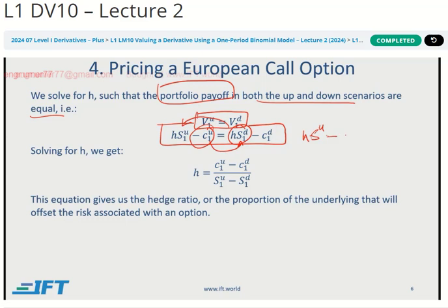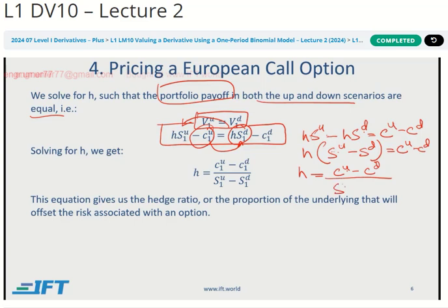So this I will bring to this side, and I'll say HS down is equal to C up minus C down. And then I'll take H out, and it will be H outside the brackets, and then S up minus S down is equal to C up minus C down. And then I'll take this on the other side, and I will say H is equal to C up minus C down divided by S up minus S down. And this is how the hedge ratio is calculated. This is a very simple way of calculating the hedge ratio.